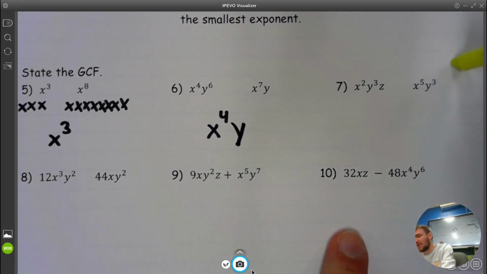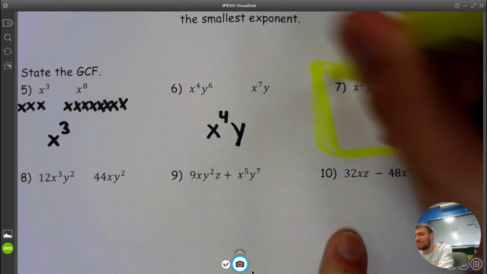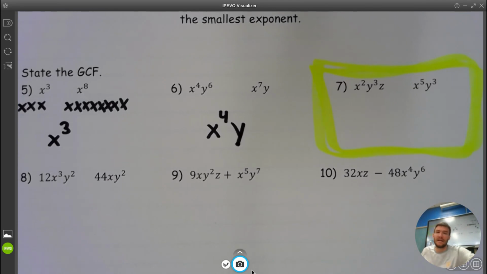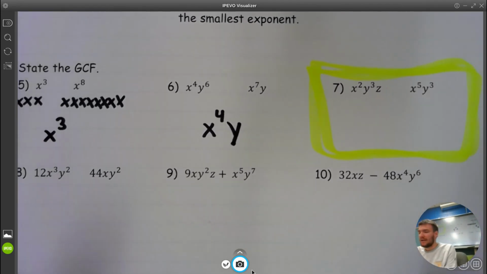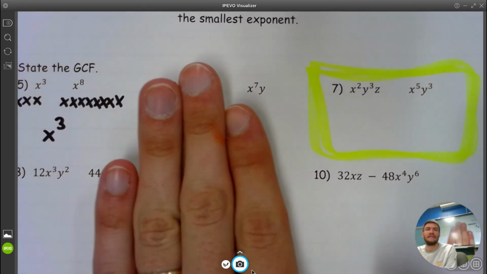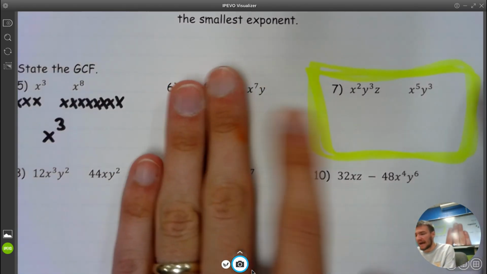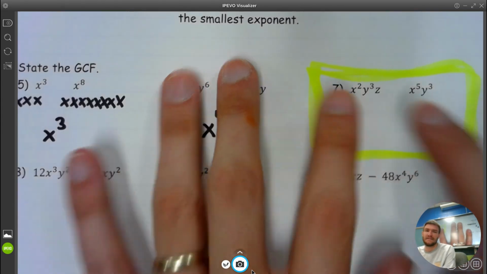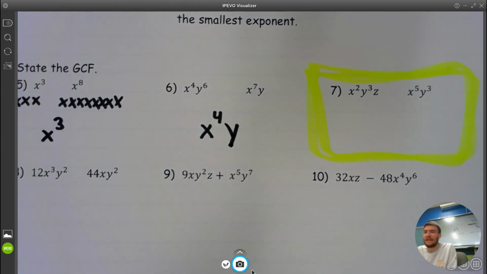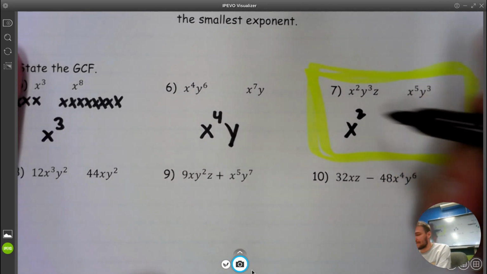I hope that this all feels pretty easy, but number 7 is probably still going to feel easy, but it's one I want you to kind of focus on. One letter at a time, look at the x's. We've got 2 x's and 5 x's. What's the least amount that we see? 2. That means that the greatest common factor, the most we could give away, is x squared.